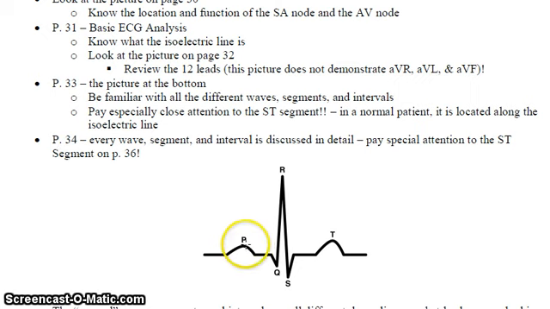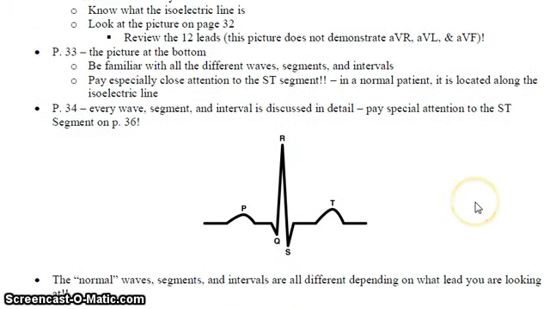It talks about the P wave in depth, and here's, again, pay attention to the ST. Here's the problem: the normal waves, segments, and intervals all look different depending on which lead you're looking at. That's the frustrating part about EKGs, is we learn it this way, but really, in honesty, this is only normal in just a couple of those leads.